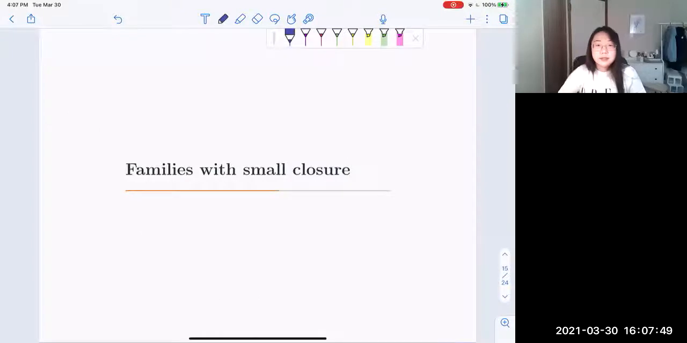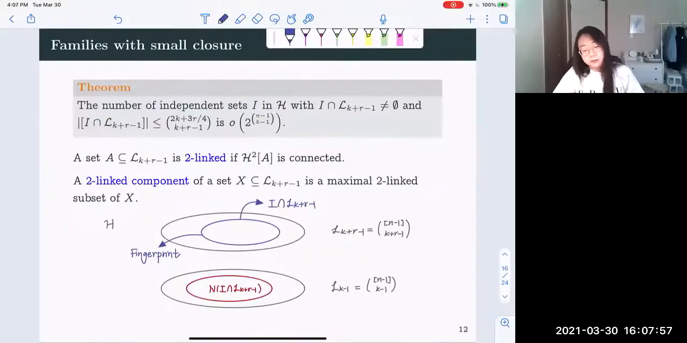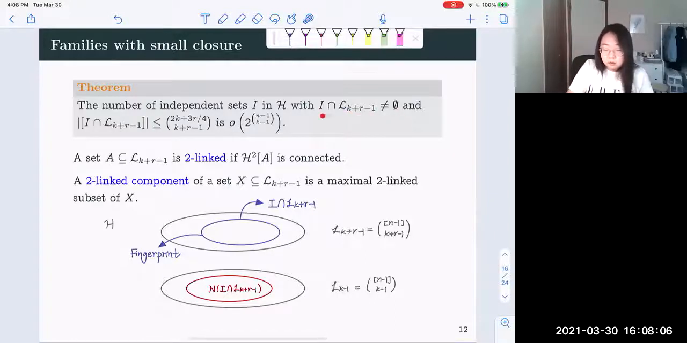And next is the remaining case, the families with small closures. And in this case, we actually will jump to the independent sets. So we indeed proved a slightly stronger theorem. That is the number of independent sets with non-empty closure. So this condition basically says we are counting the non-trivial families. And also the closure of this intersection has smaller size. So the number of such independent sets is small.